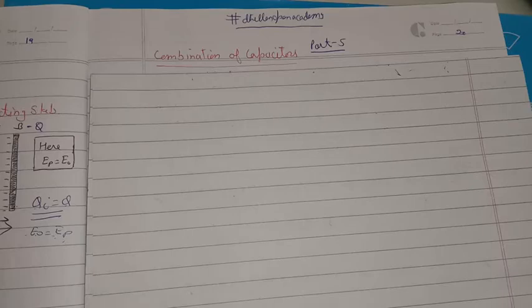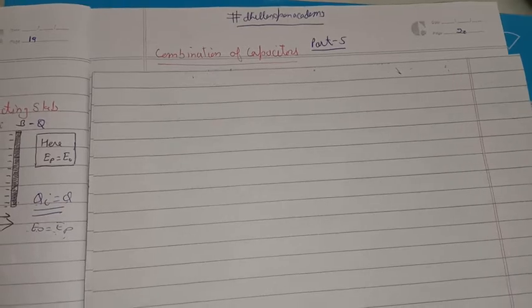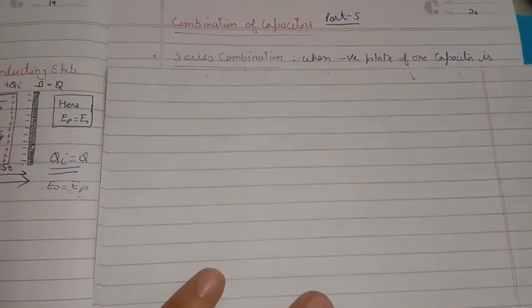Similarly, the same thing can be done to the capacitors also. Capacitors can be connected in series and in parallel combination to change the value of the capacitance. First, we will discuss the series combination.